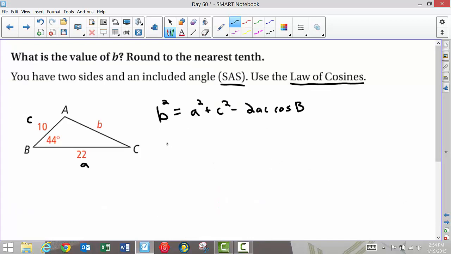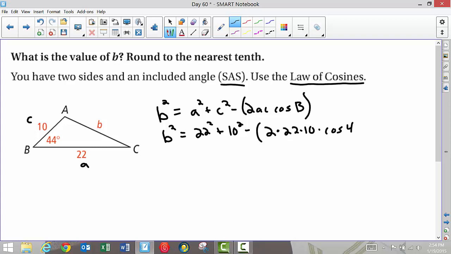So let's fill in the blanks. So I have b squared equals my a squared is 22 squared plus 10 squared minus, now again, should be all in parentheses because it is all one term. So it's minus 2 times 22 times 10 times cosine of 44. So I have b squared equals, now the beauty about this, I would enter all this into your calculator.